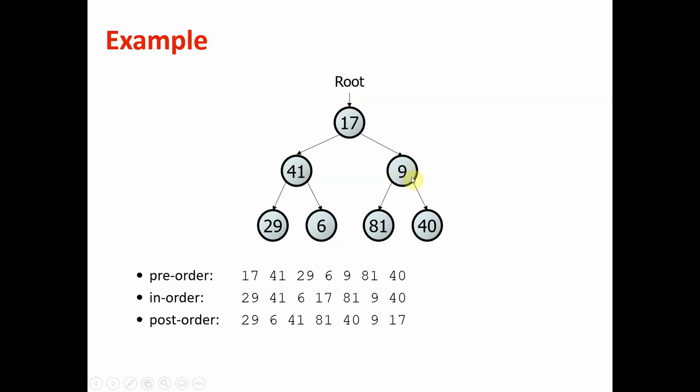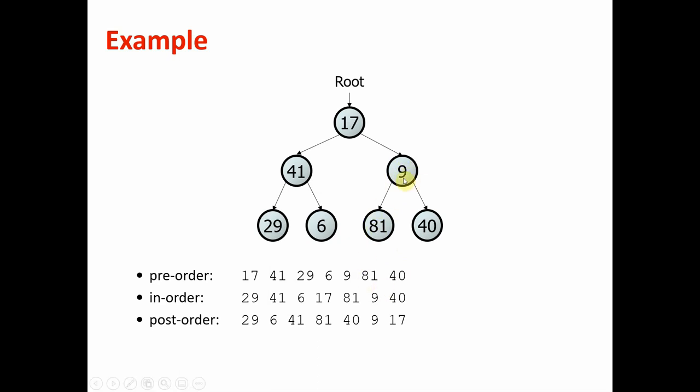No. Why not? Because first I have to display all the nodes to its left. So I go left. This node doesn't have any left child, so I can display it now. So it's going to be 81 now. So 29, 41, 6, 17, 81. This is done. Doesn't have any right child, right? So all the nodes to the left of 9 have been visited. So now we did 81.